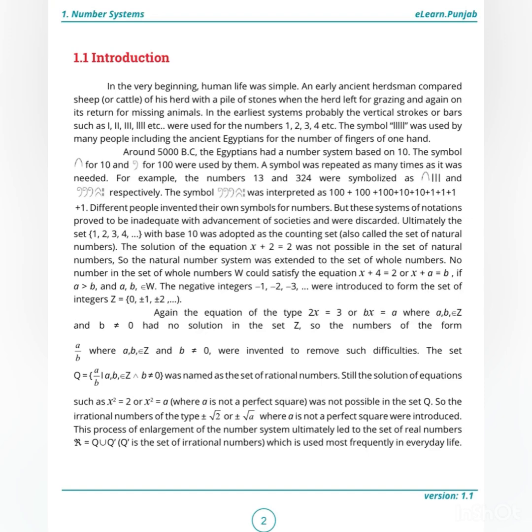This is what life is all about. Like if it is written that x plus 4 is equal to 2, or x plus a is equal to b, then it means that you just have to take 4 to the other side and subtract it from 2. Like 2 will be there with the positive sign.